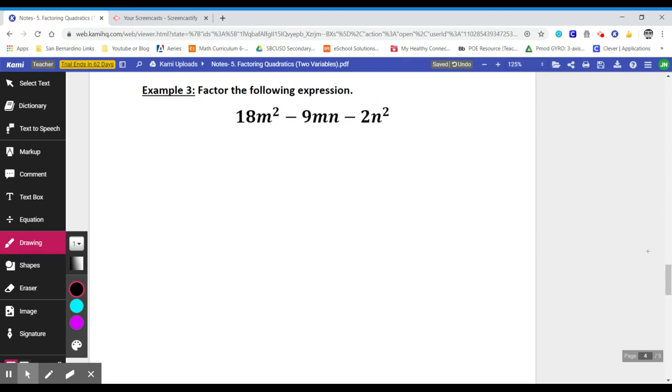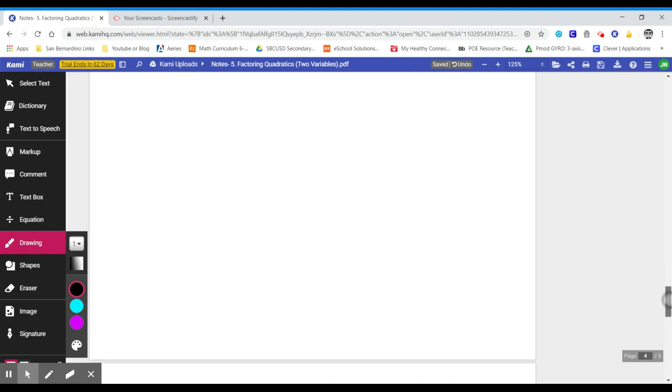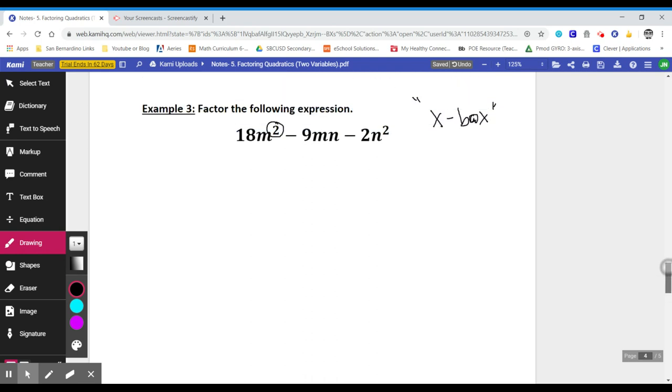Okay, example number 3. Factor the following expression. This time I see two variables and it's a quadratic because it's to the power of 2. So I know most likely that I'm going to have to use the x and the box, spelled box backwards. Haha, good thing I'm not an English teacher. So let's do this real quick. First I need to make an X, a big X.